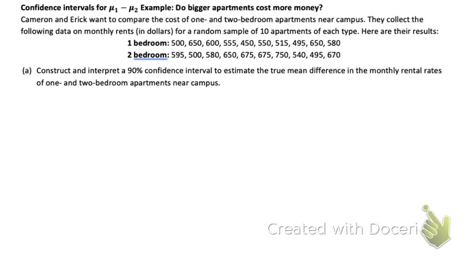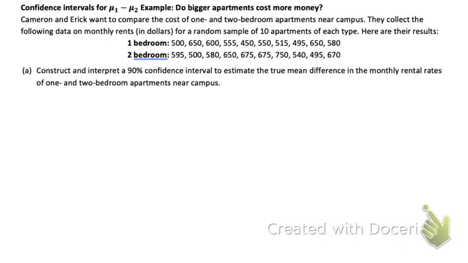So we talked yesterday about how to construct a confidence interval for a difference of means, and today we're going to do the full State, Plan, Do, Conclude. Do bigger apartments cost more money? Yes. All right. Now look, Haley already answered the question, so we must not have to do the state plan. Do, conclude. Okay, but wait.